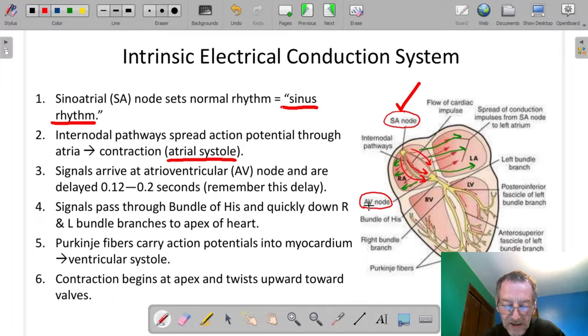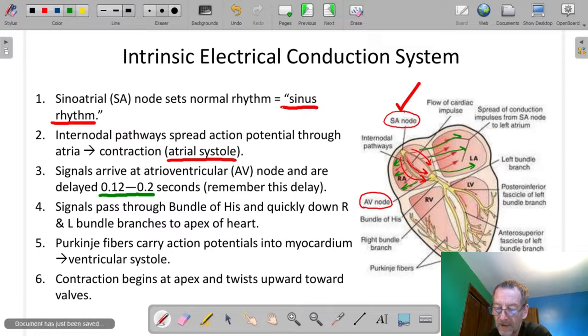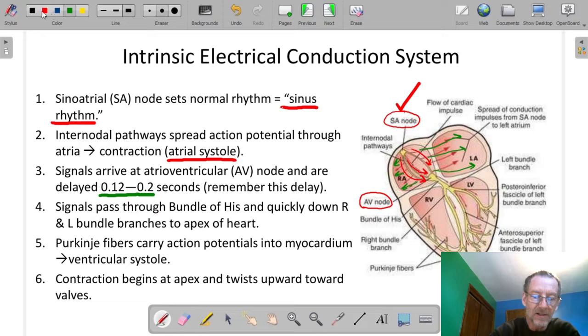So when the signals get there, there's a delay, which is noteworthy. You'll need to remember this. The normal range is 0.12 to 0.2 seconds. So the signal starts at the SA node, fires rapidly to the AV node, and then it pauses at the AV node before it then passes through and enters this bundle branch.